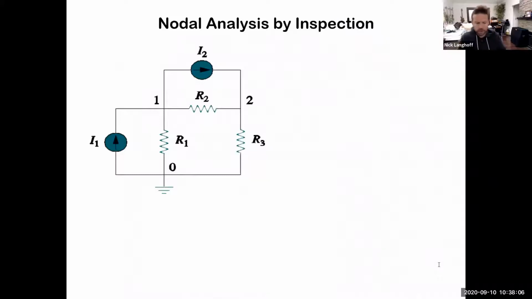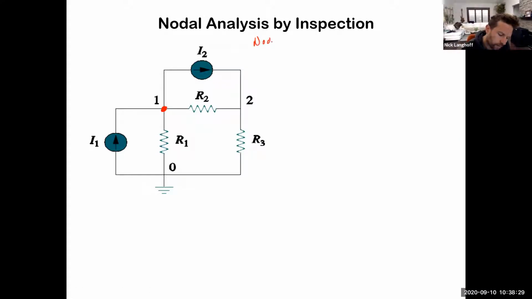All right, so now we're going to talk about nodal analysis by inspection. Okay, so here's a circuit. We've looked at this circuit before, but I'm going to rederive the expression, and then we're going to show that there's an interesting pattern that emerges, and you can leverage that pattern to make your calculations very simple. It's called nodal analysis by inspection.